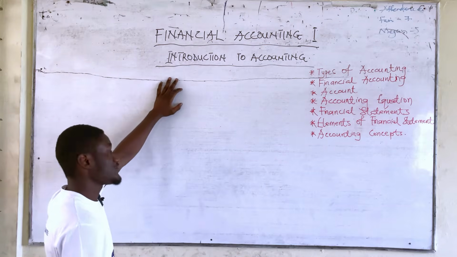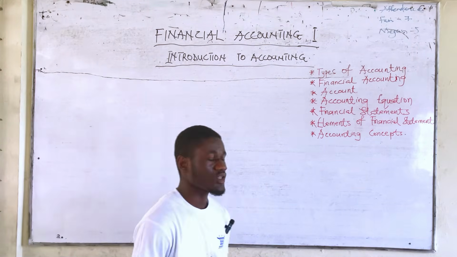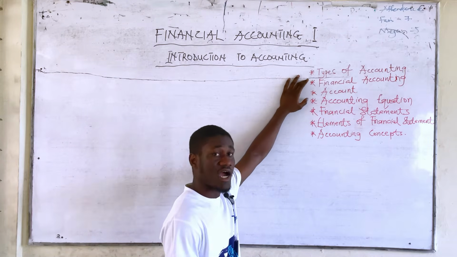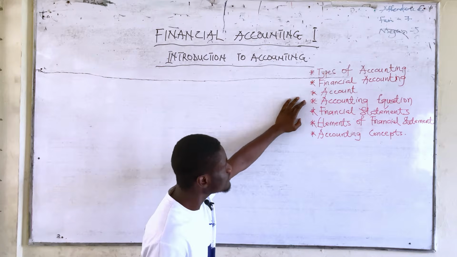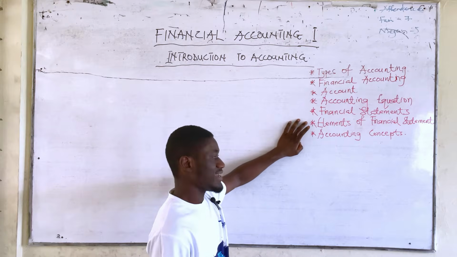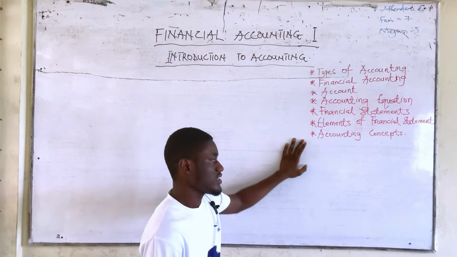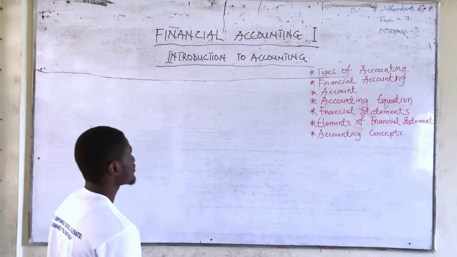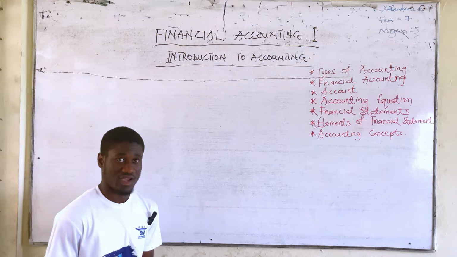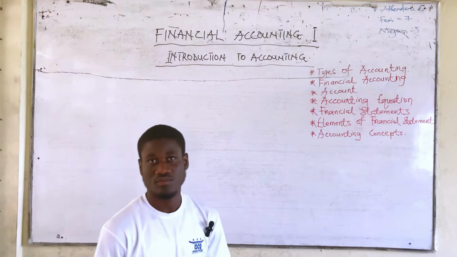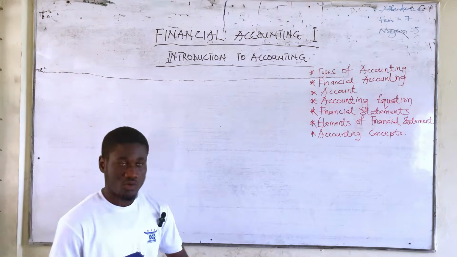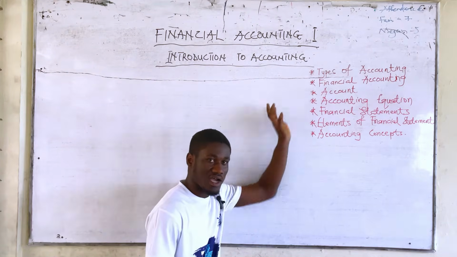Today we are going to introduce ourselves to accounting. Good. So we are going to look at the types of accounting, financial accounting, the account, the accounting equation, the financial statements, the elements of the financial statements, and some accounting concepts. Good. So we'll start with the types of accounting. We have three main types of accounting: financial accounting, cost accounting, and managerial accounting, and we are going to focus on financial accounting.